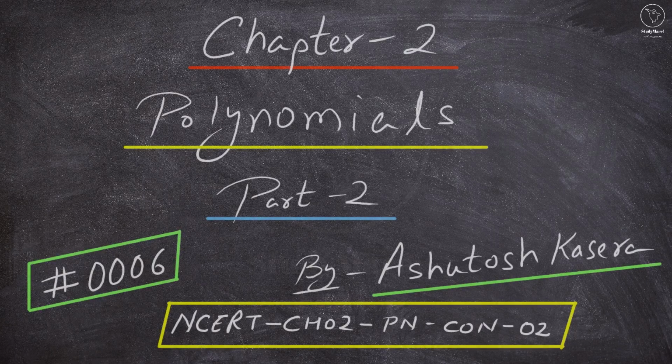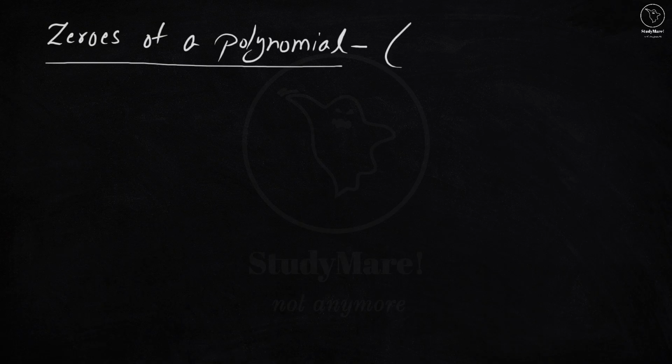Welcome to part 2 of the chapter Polynomials. Without wasting any time, let's jump straight to the topic. In this session, you will learn about the zeros of a polynomial, also known as roots of a polynomial.